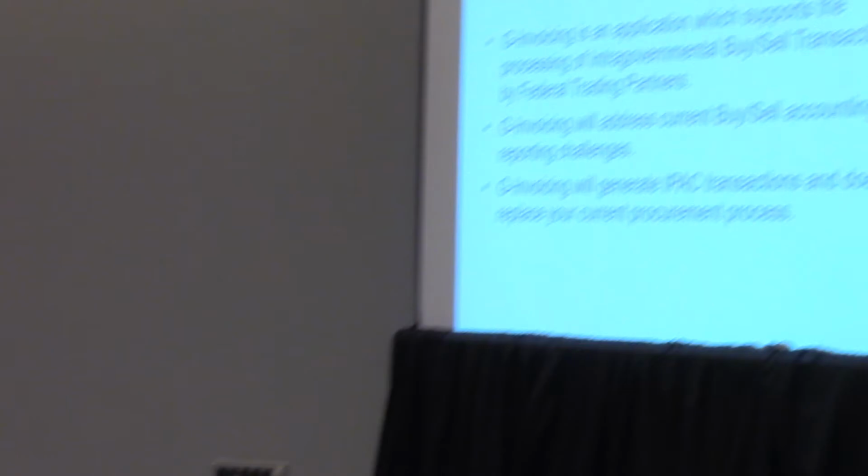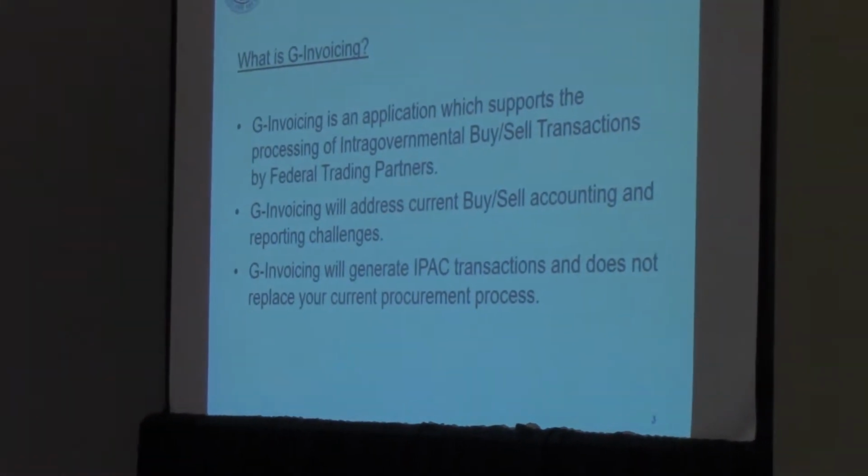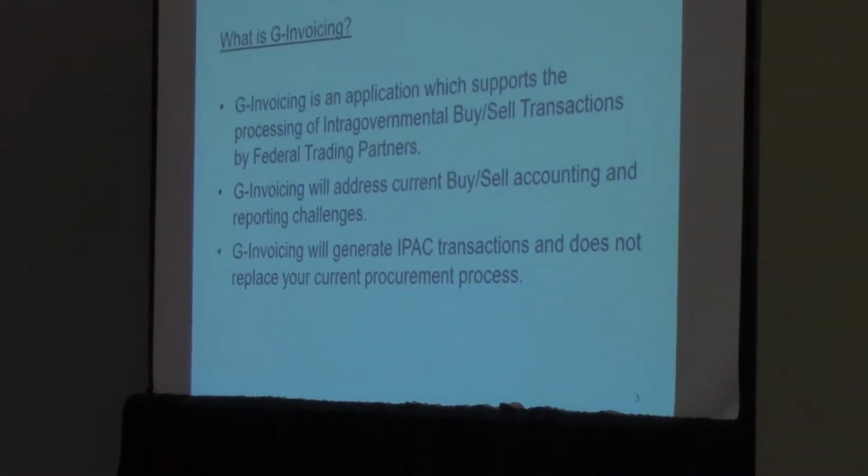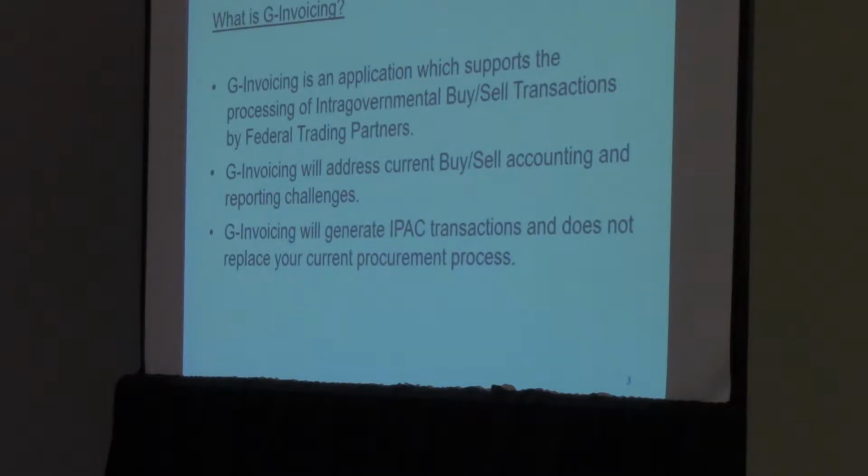What is G-invoicing? G-invoicing is an application which supports the processing of intergovernmental buy-sell transactions by federal trading partners. G-invoicing will address current buy-sell accounting and reporting challenges. G-invoicing will also interface to create IPAC transactions. G-invoicing does not replace your current procurement system or process.